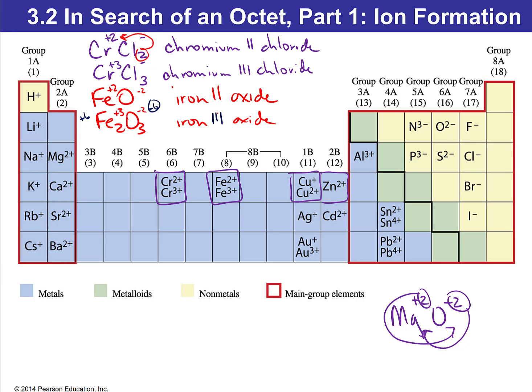So let's look at copper. If I have CuS and Cu2S, just its generic name would be copper sulfide.